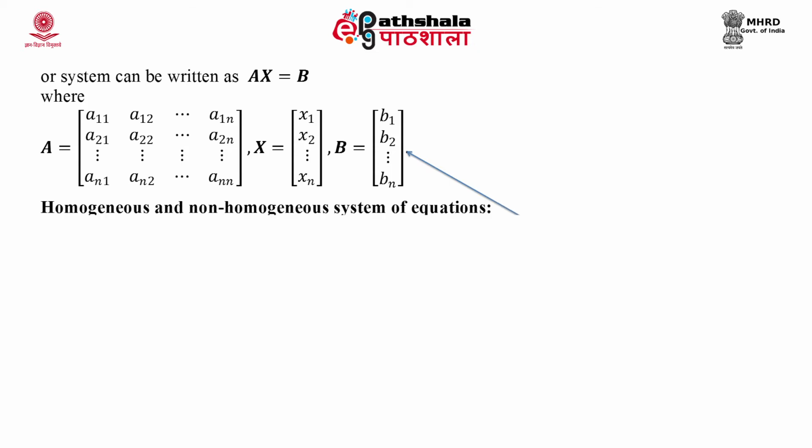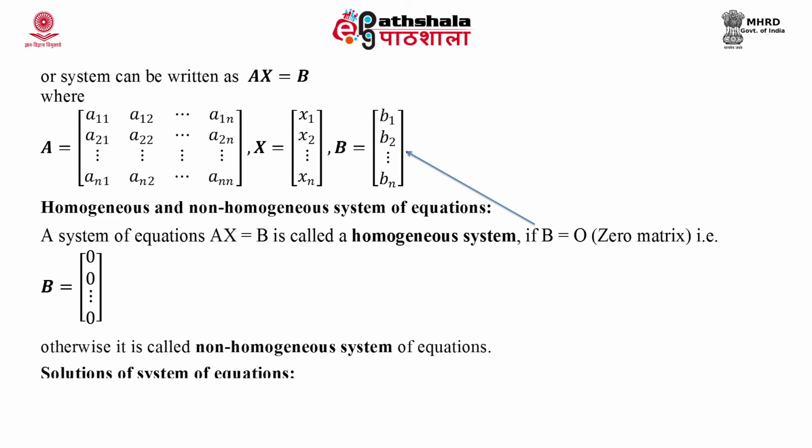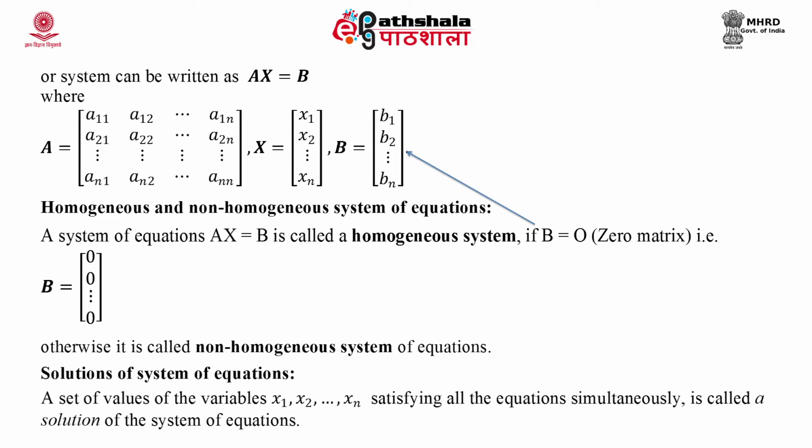Now, homogeneous and non-homogeneous systems of equations. A system of equations Ax = B is called a homogeneous system if the right hand side B is equal to 0. Thus B is the zero column matrix. So this right hand side B must be 0. Otherwise it is called a non-homogeneous system of equations.